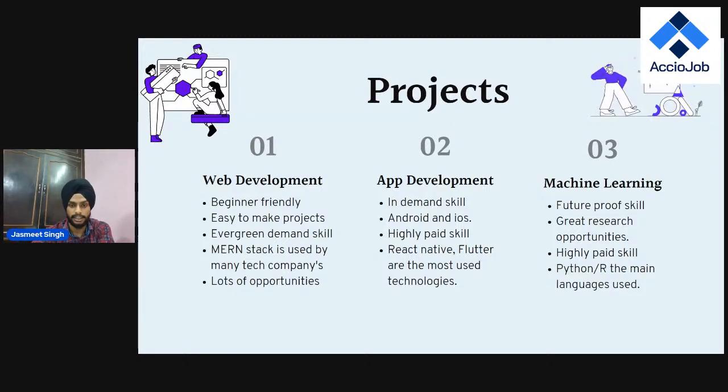It is a highly in demand skill because we are in a mobile friendly world now. Everything is built mobile first, so Android and iOS are highly demanded skills for a developer. It is a highly paid skill because we don't have as many Android developers as compared to web developers, because it's quite a new field, and we have great and highly paid opportunities also.